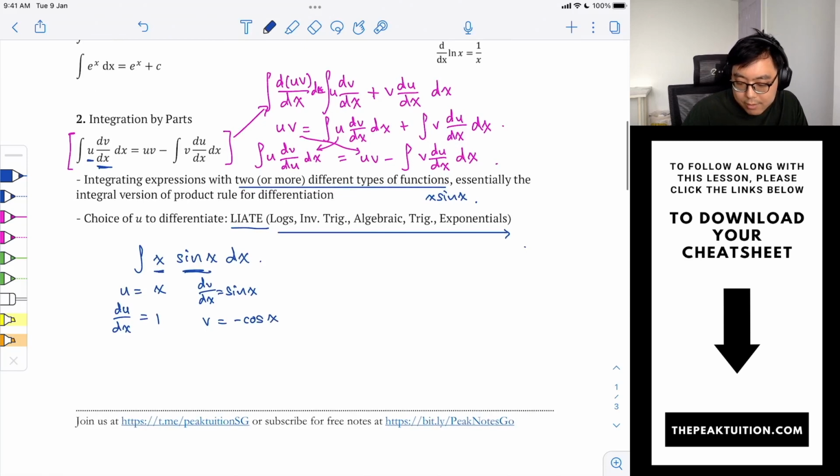Here we can drop the constants first, because all the constants can just merge to become one total constant at the end. So we can see that this equals uv, which is minus x cosine x, minus the integral of v du/dx. V is minus cosine x, and du/dx is 1, so it's just dx. And this is minus x cosine x plus the integral of cosine x.